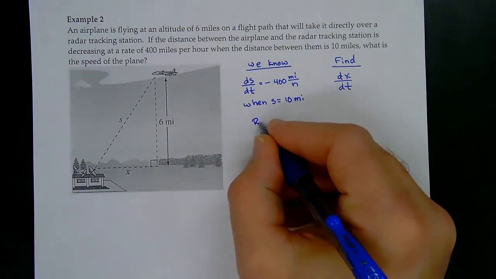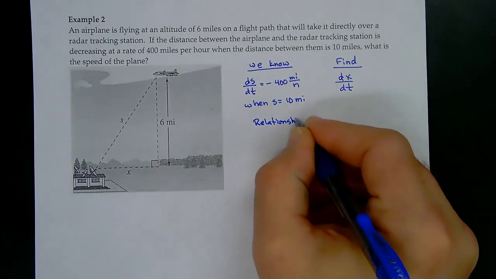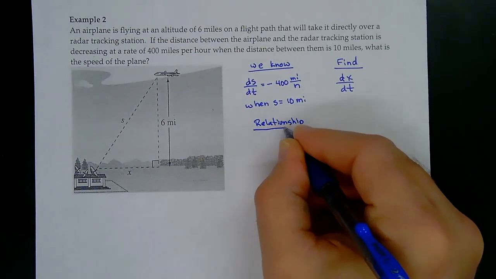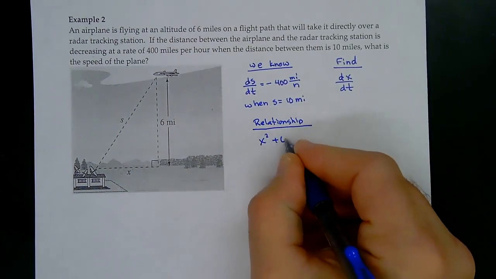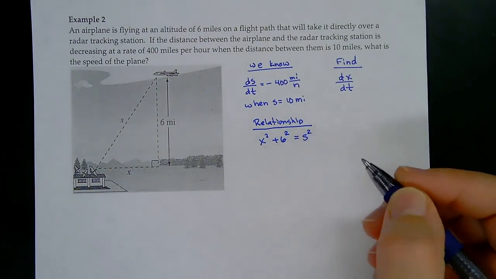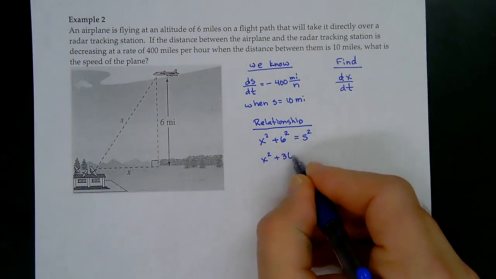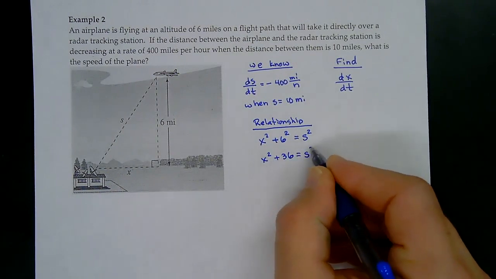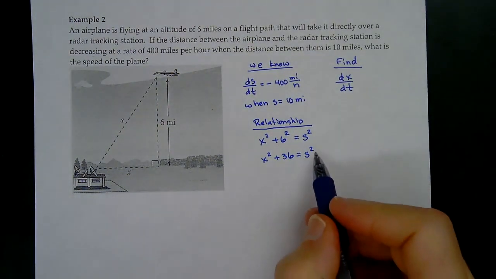All right, so the relationship that we can use is x squared plus 6 squared is equal to s squared, or x squared plus 36 is equal to s squared. Okay, so let's talk. What happens when I take the derivative of this?